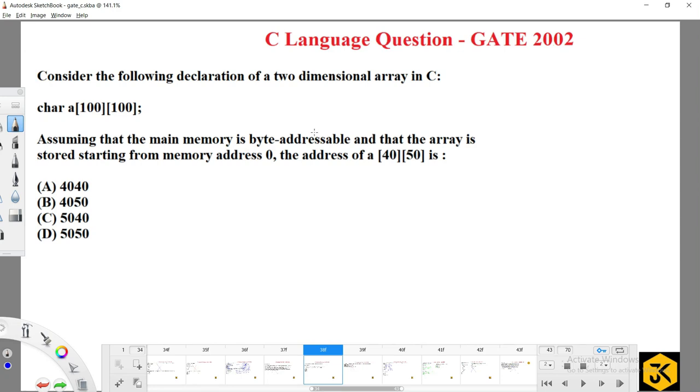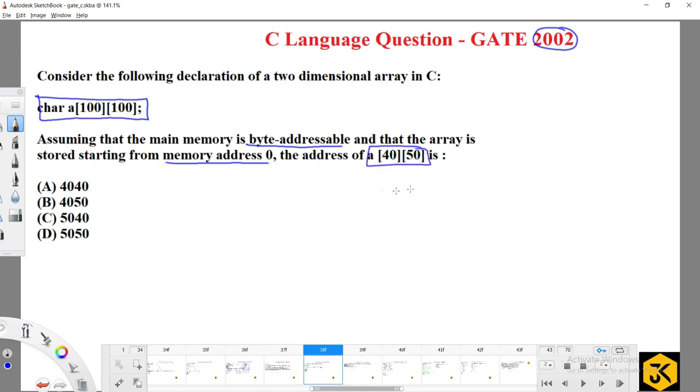Hi, let's see one of the GATE questions which was asked in the year 2002. Consider the following declaration of a two-dimensional array in C language: char A[100][100], meaning that they have declared a two-dimensional character array. Assuming that the main memory is byte addressable and the array is stored starting from the memory address 0, what is the address of A[40][50]? That is what they are asking.